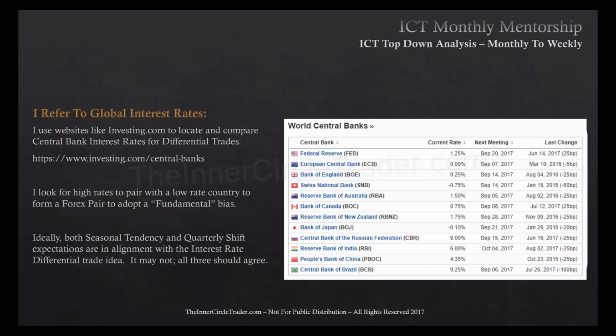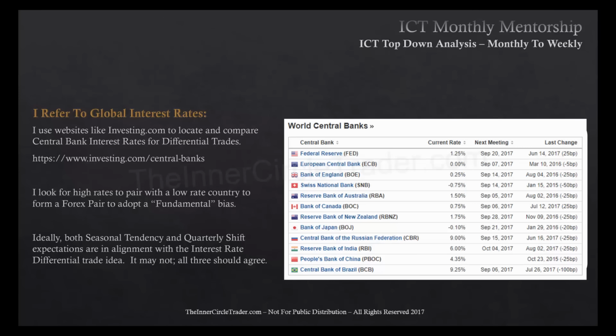Basically, all I do is look at that current rate column, and I look at which one has a high rate and I group it with a low rate. For instance, we have Bank of Canada at 0.75%, and if we look at Australian dollar, we have 1.5%. I already outlined the scenarios there, and we used it in the mentorship to help frame some ideas. But I'm actually going to use this chart later on in an example, and we'll look at that later on.